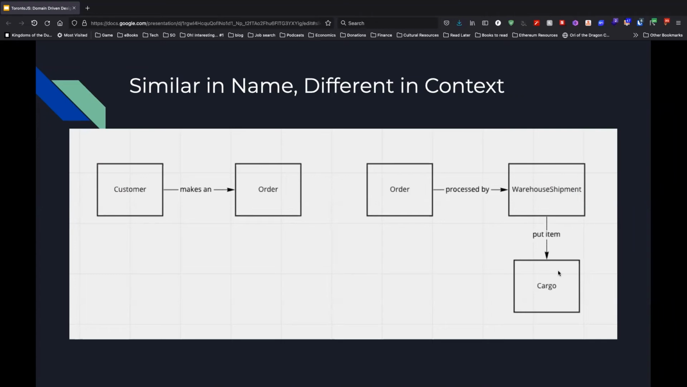Still talking about context. So I'm moving on to context now, and here's a possible scenario about customer orders in, say, an e-commerce website. So a customer can make an order. And the order will be processed by warehouse shipment, and the warehouse shipment will put the item into the cargo for shipping purposes.